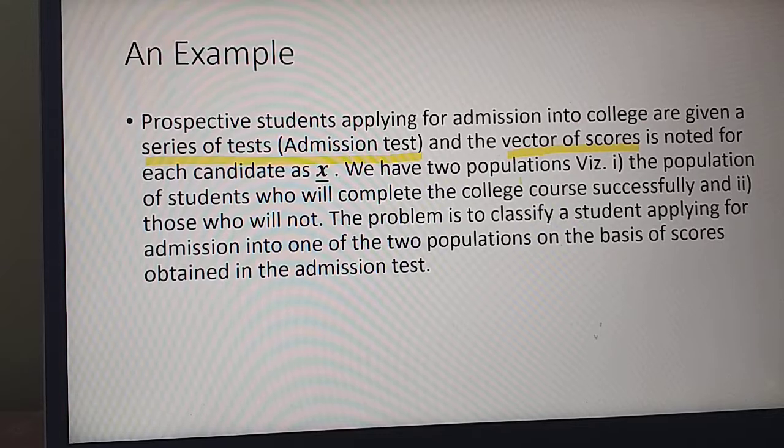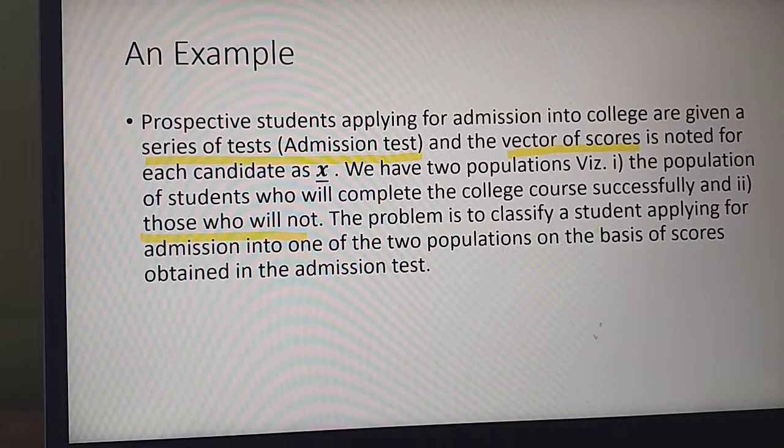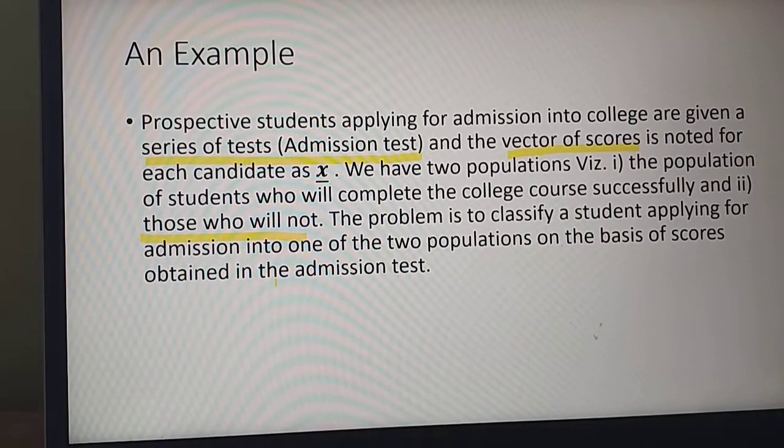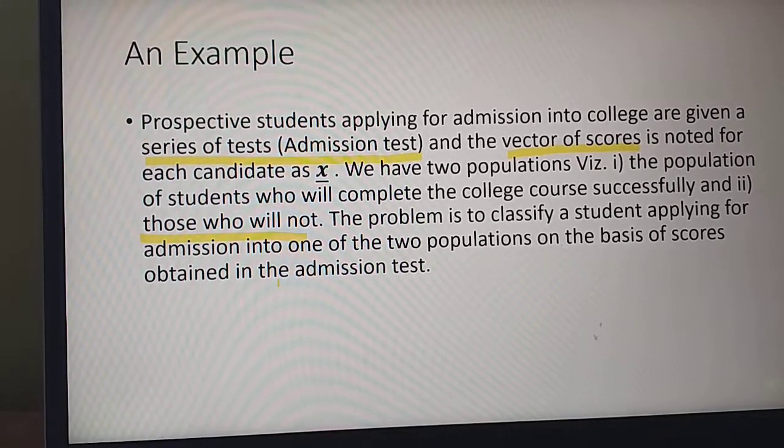We have two populations here, namely the population of students who will complete the college course successfully, and number two, the population of students who will not complete the college course successfully. The problem is to classify a student applying for admission into one of the two populations on the basis of the scores obtained in the admission test. A very simple example, but in the beginning it is very illustrative of what actually a statistical classification problem is.